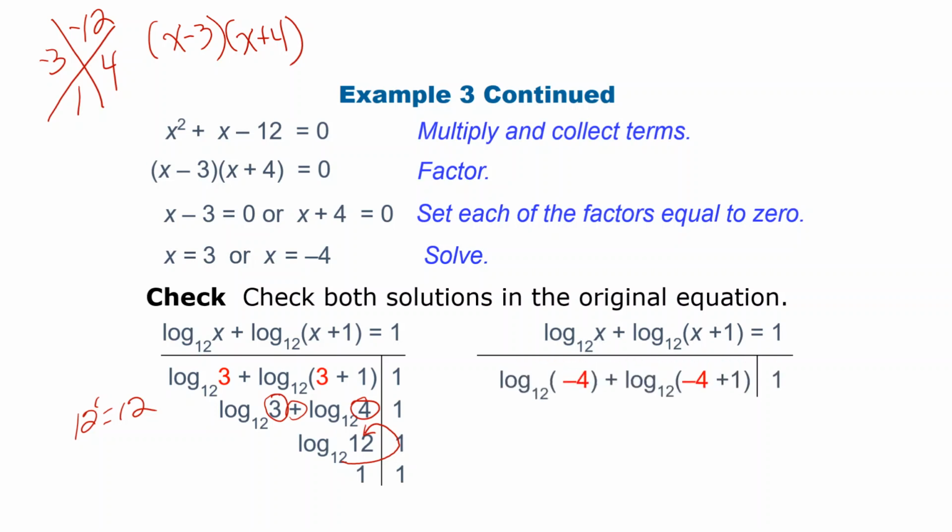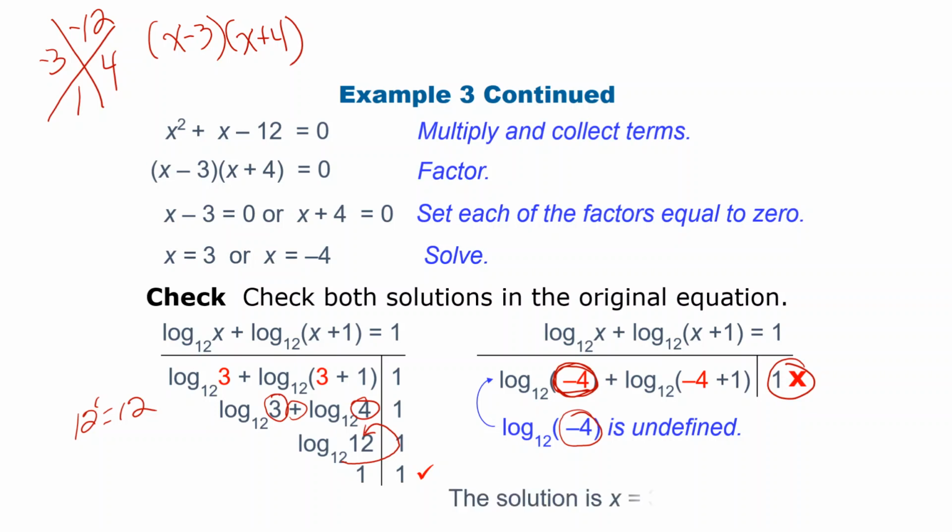So let's try it with our -4 now. It's actually -4. So log base 12 of -4 plus log base 12 of -4 plus 1 is not ever going to equal 1, because we can't have a negative in here. We're going to get an error when you put it in your calculator. So log base 12 of -4 is undefined. All right. So in the end, only one solution works, and that's going to be x equals 3. So the solution is x equals 3.